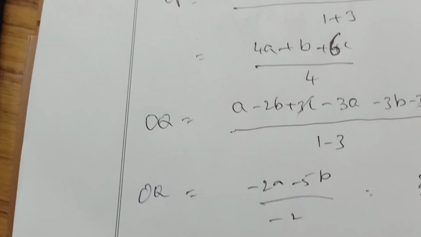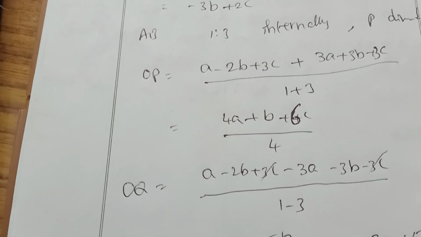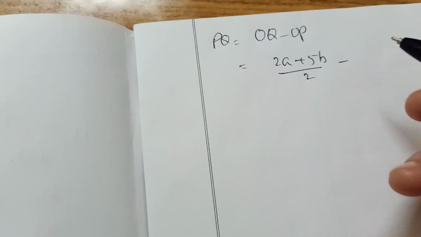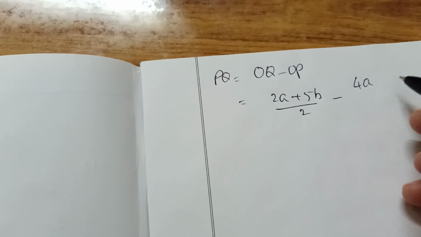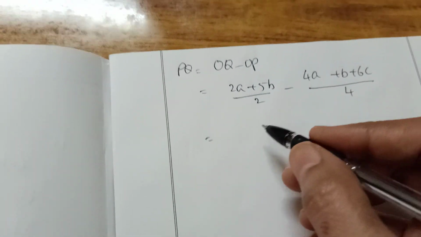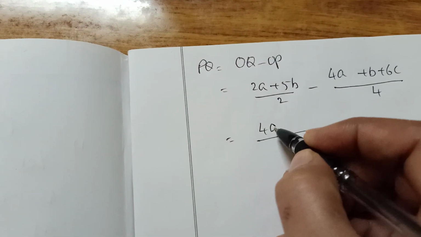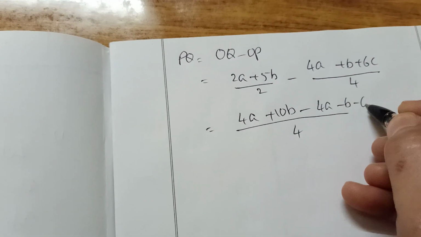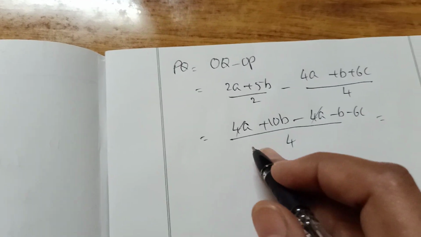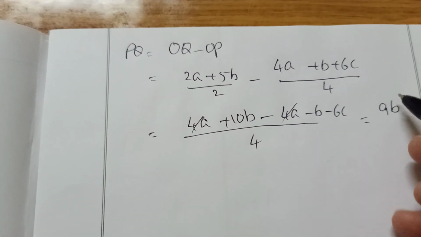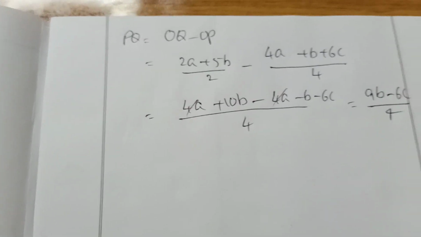Now we want PQ. PQ is OQ minus OP. OQ is 2a plus 5b by 2, and OP is 4a plus b plus 6c divided by 4. Taking LCM 4, we get 4a plus 10b, minus 4a minus b minus 6c. The 4a cancels, 10b minus b is 9b, and then minus 6c, all by 4. That is PQ.